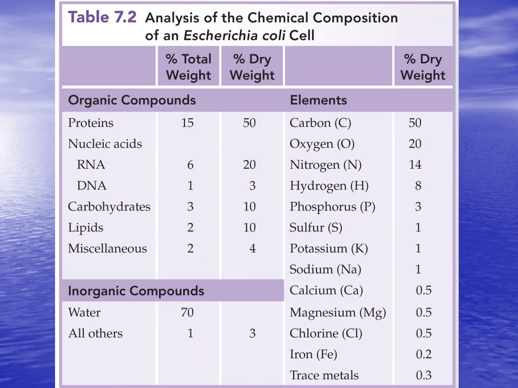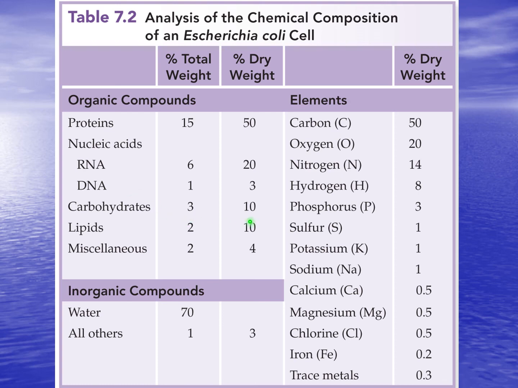If we were to analyze the chemical composition of a typical E. coli cell, proteins make up the bulk of the weight, almost 50% of the actual dry weight. And what atoms do we see in proteins? Well, we have carbon, oxygen, hydrogen, and nitrogen, and that's the definition of the proteins. We'll have nucleic acids, both RNA and DNA. RNA is about 20% of the dry weight, while DNA is about 3% of the dry weight. So it's about a 6-to-1 ratio of RNA to DNA.